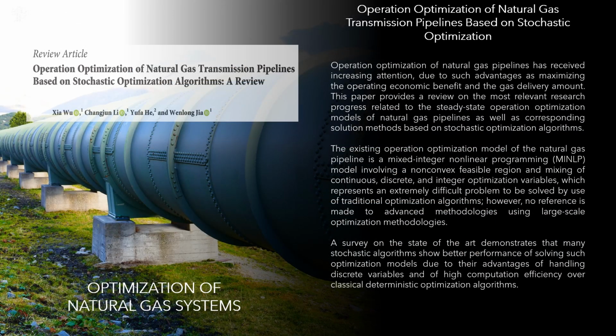Optimization of natural gas networks based on stochastic optimization. This model provides a review on the most relevant research progress related to the steady-state operation optimization models of natural gas pipelines, as well as corresponding solution methods based on stochastic optimization algorithms. The existing operation optimization models are mixed integer nonlinear programming, MINLP, models, involving a non-convex feasible region and mixing of continuous, discrete, and integer optimization variables, which represents an extremely difficult problem to be solved by use of traditional monolithic optimization algorithms. However, no reference is made to advanced methodologies using large-scale optimization methodologies.